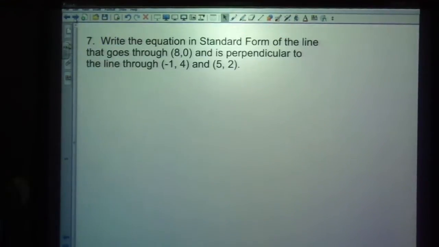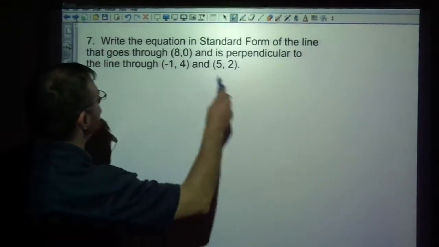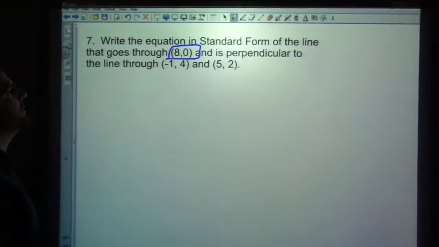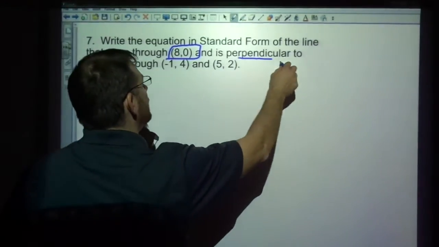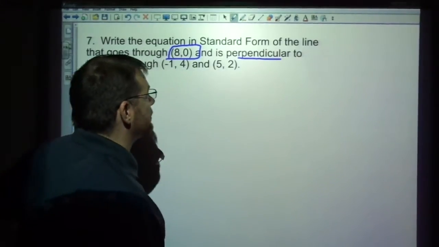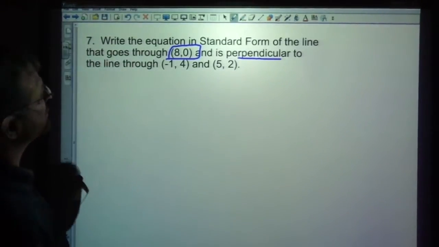Next problem is problem number 7. Write the equation in standard form of the line that goes through this point. Here's my point that I need. And my slope is, I don't have a slope, but it's perpendicular, which means opposite sign reciprocal slope for the line that goes through this.